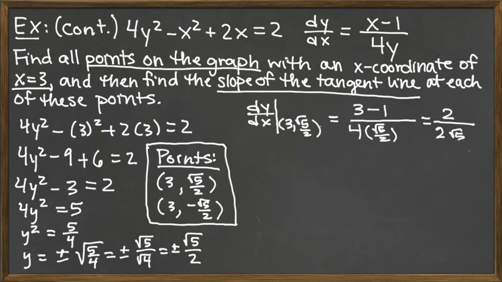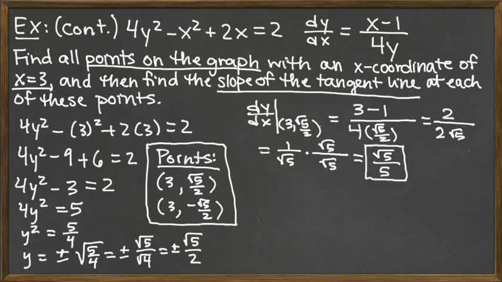Of course, that can be simplified a bit more. There's a common factor of 2 in the top and the bottom, leaving us with an answer of 1 over root 5. Now, that's not rationalized. It has a root in the denominator, so we could rationalize this by multiplying top and bottom by root 5. That's just a fancy form of 1. And so now that would leave root 5 on the top with 5 on the bottom. So that would be the slope of the tangent line to the curve at the point 3, root 5 over 2.